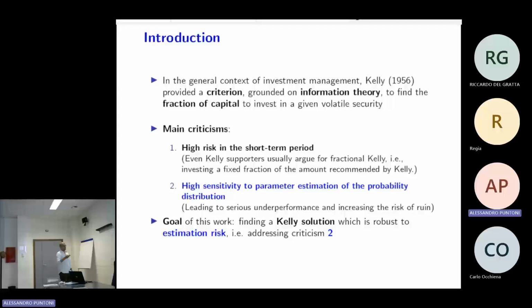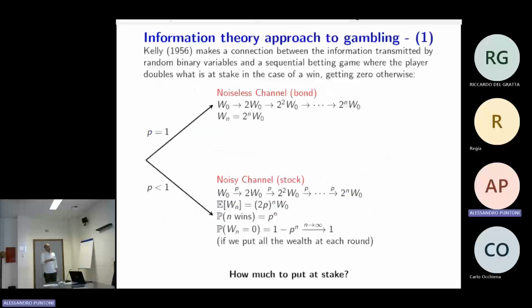This is the problem. I'm going to present the main result of this work. Very briefly, let's review the Kelly solution in the case of the information theory approach to gambling. The idea is that we have a game that is described by a Bernoulli random variable, that is, we win with probability p, we lose with probability 1 minus p. If the probability of winning is equal to 1, of course, we put all the capital in this game, we double any time, and we get an exponential increase of the capital.